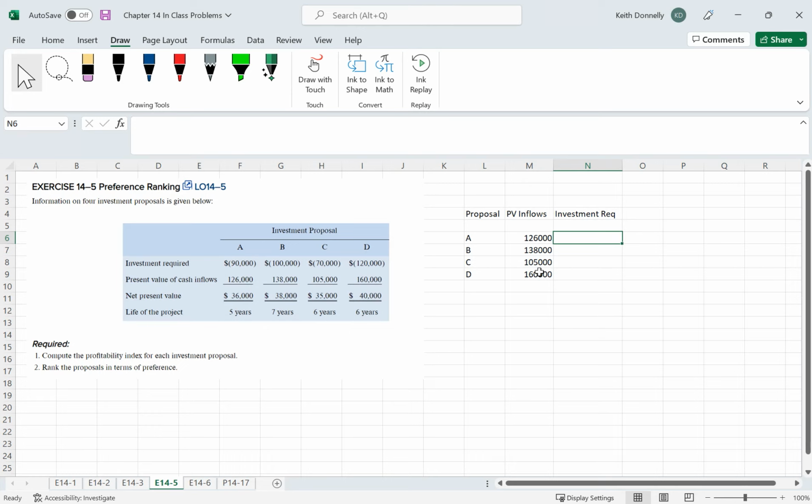Right, so that's that top part right there. The values are 90,000, 100,000, 70,000, 120,000. And then to figure out the profitability index, what we're going to do is basically divide it for each of them.